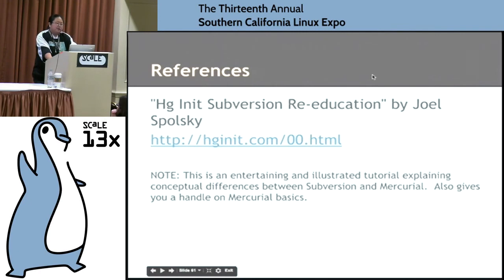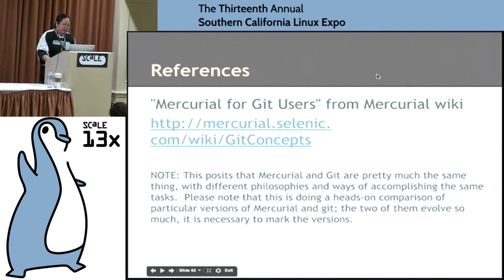If you come from the Subversion world and you suddenly find yourself needing to learn Mercurial, I would recommend this resource. Joel Spolsky is a very good writer. He's very entertaining. And I guess he converted his whole company over from Subversion to Mercurial. And so he has a really clear explanation of the conceptual differences between Subversion and Mercurial, and he gets you moving to start using Mercurial in your day-to-day work.